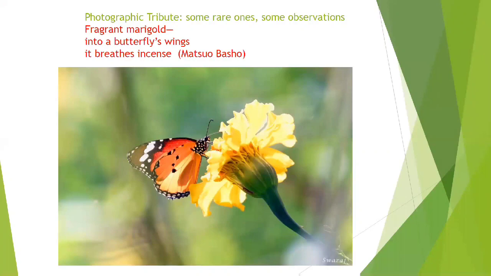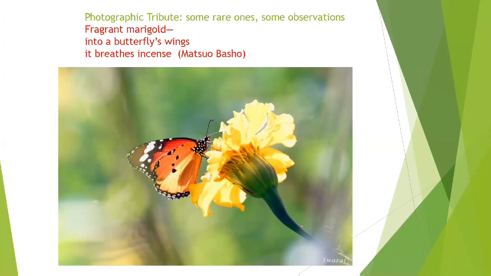This is from where I begin my photographic tribute to some rare ones, and I will also make some observations. But I begin with this beautiful haiku by Matsuo Basho. Fragrant marigold into a butterfly's wings, it breathes incense. This is the kind of image that stays in the mind, refreshes the mind whenever you draw on it. And this is the poetry of nature. I look at butterflies as poetry of nature. And this is what attracts me primarily to these beautiful creatures.